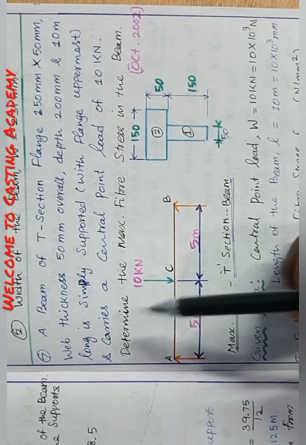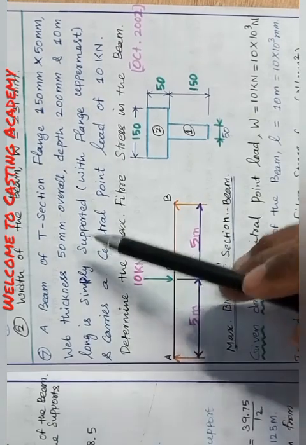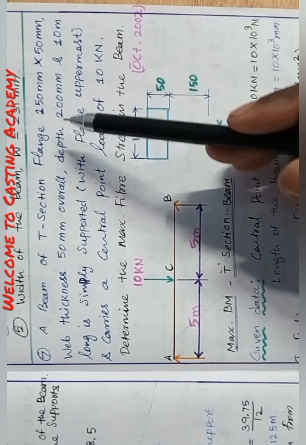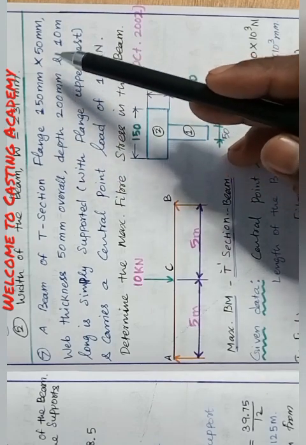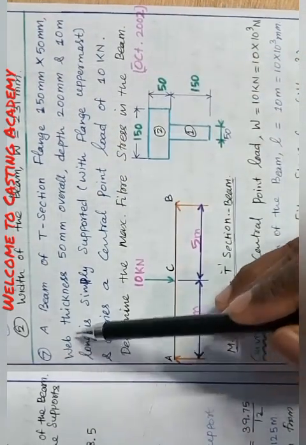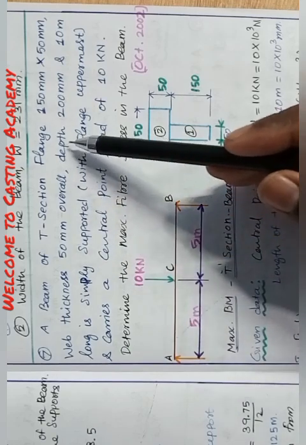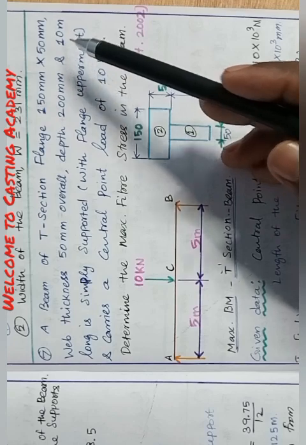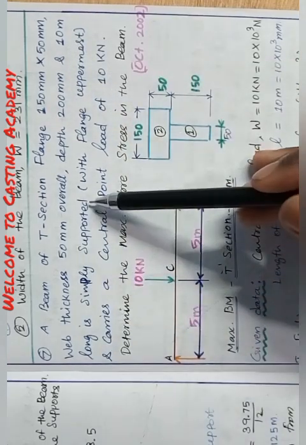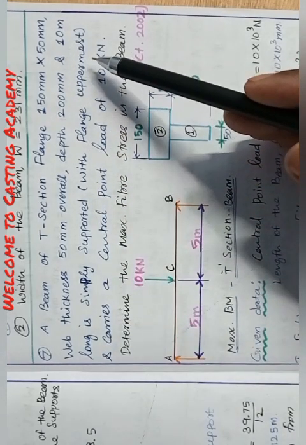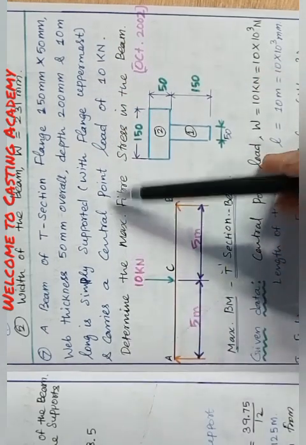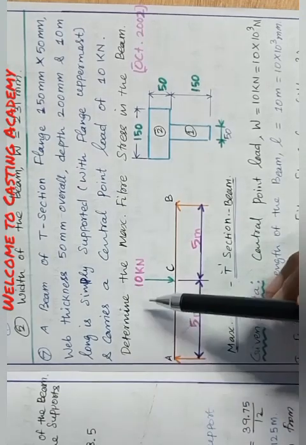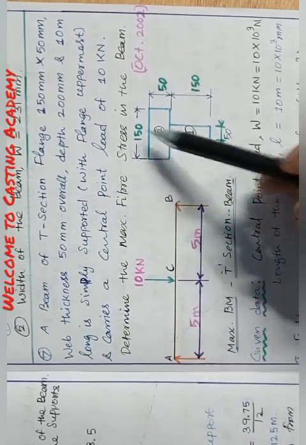Next problem. A beam of T section with a flange of 150 mm by 50 mm, web thickness 50 mm, and overall depth of 200 mm, 10 m long, is simply supported with the flange uppermost and carries a central point load of 10 kilonewton. Determine the maximum fiber stress in the beam.